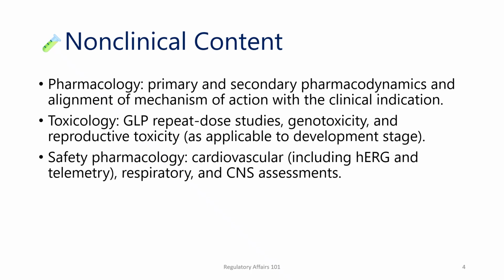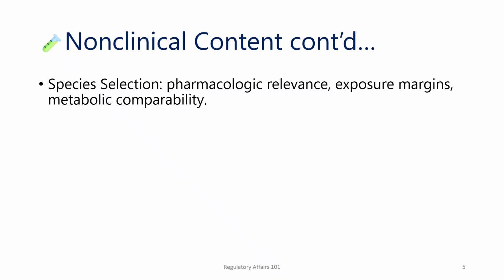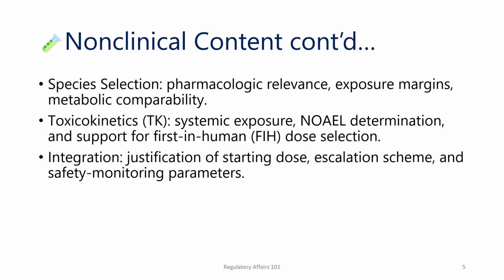Safety pharmacology covers cardiovascular, respiratory, and CNS assessments, including hERG and telemetry when relevant. Sponsors must also justify species selections based on pharmacologic relevance, exposure margins, and metabolic comparability. Toxicokinetic data support no observed adverse effect level determination and inform first-in-human dose selection. All of these components integrate into a cohesive justification for the starting dose, the escalation scheme, and the safety monitoring parameters in the clinical protocol.